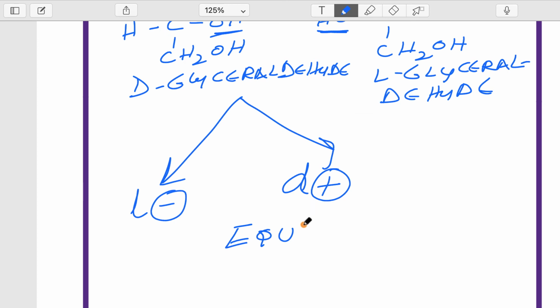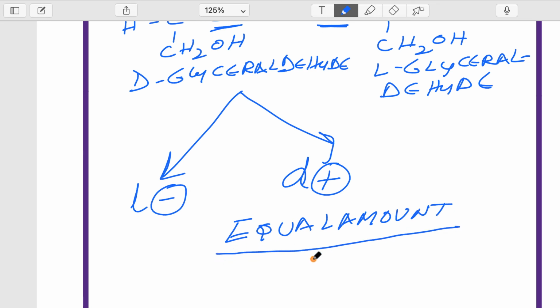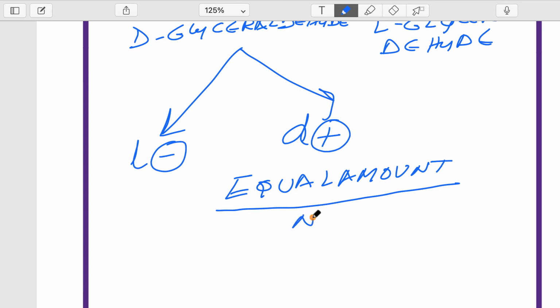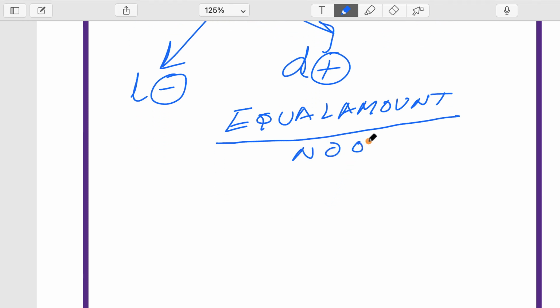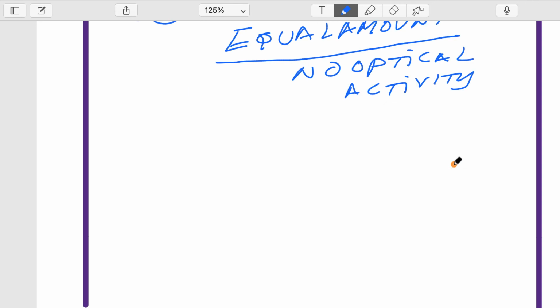If levorotatory and dextrorotatory forms are present in equal amounts, then that particular compound doesn't show any optical activity. So we say no optical activity. A mixture that doesn't show any optical activity we call a racemic mixture. These are all very important because enzymes are highly specific. They select their substrate. Okay, this is about stereoisomerism.